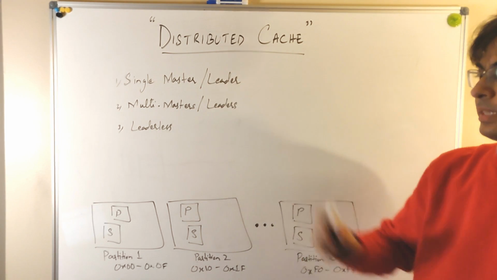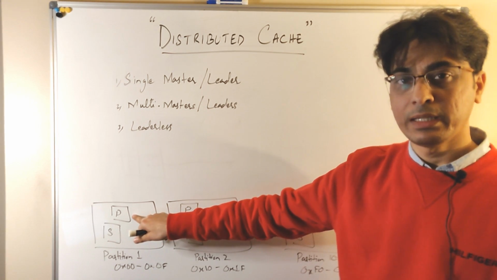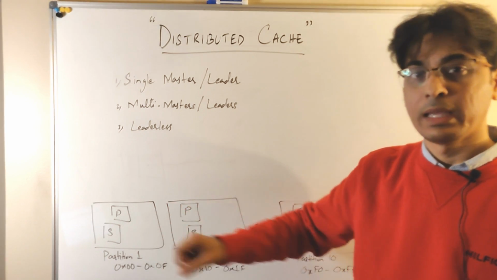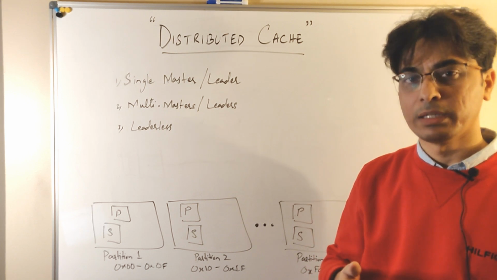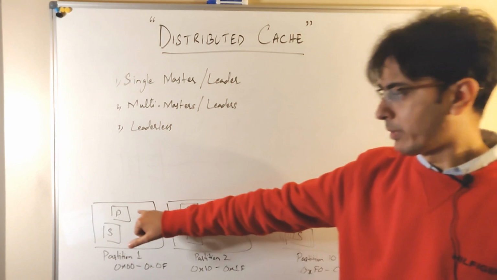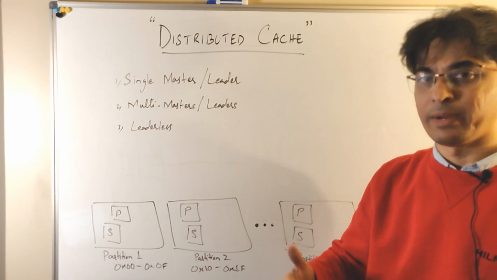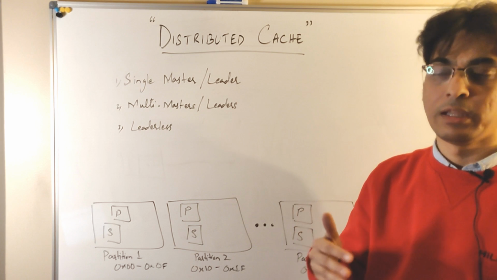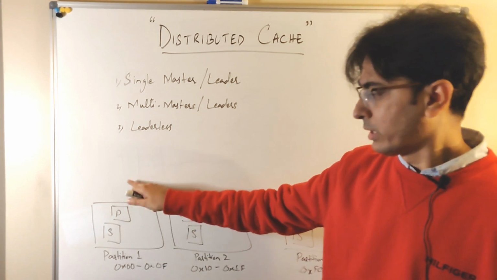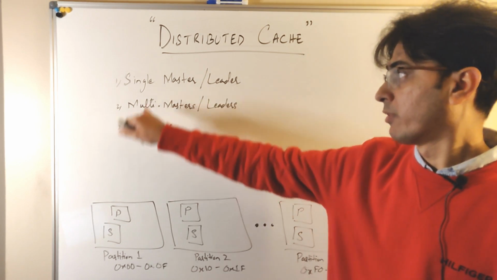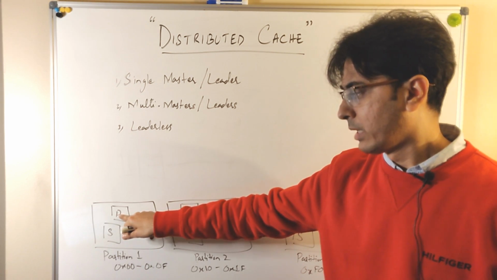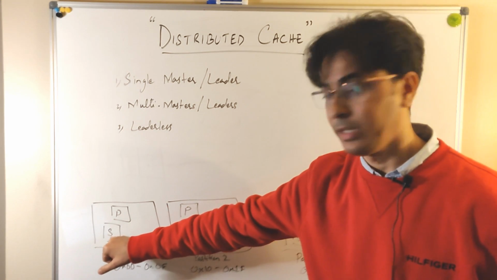In a single master or single leader approach, there will be one primary or master replica. All the writes will go to the primary replica, and the primary replica will be responsible for determining the order of writes. For example, if multiple writes come at the same time, the primary replica will be responsible for determining which write will go first, which will go second, and so on. So all the writes will go to the primary replica in case of a single master or leader. This primary or master replica will then replicate or copy the data to the secondary or slave replicas.